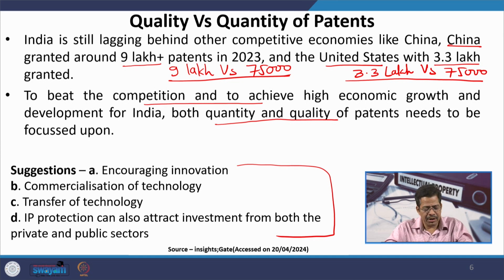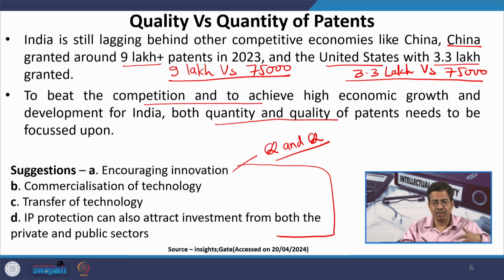So, encouraging innovations will create not only a good size of your IP portfolio, but some of those innovations will be really high value innovations also. So, encouraging innovations will help you in achieving Q and Q both. One Q is quality, one Q is quantity, both can be possible with innovations, which means more innovations will help you in getting both. Commercialization of technology and transfer of technology, both these things will go hand in hand.